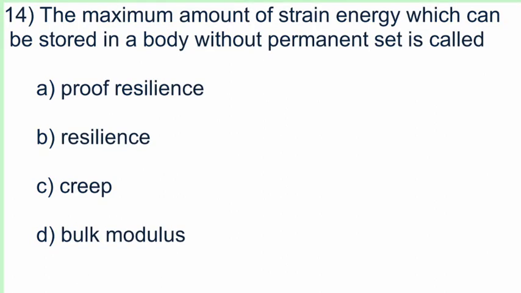14th question. The maximum amount of strain energy which can be stored in a body without permanent set is called: option A, proof resilience; option B, resilience; option C, creep; and option D, bulk modulus. And the answer is option A, proof resilience. The maximum amount of strain energy which can be stored in a body without permanent set is called proof resilience.